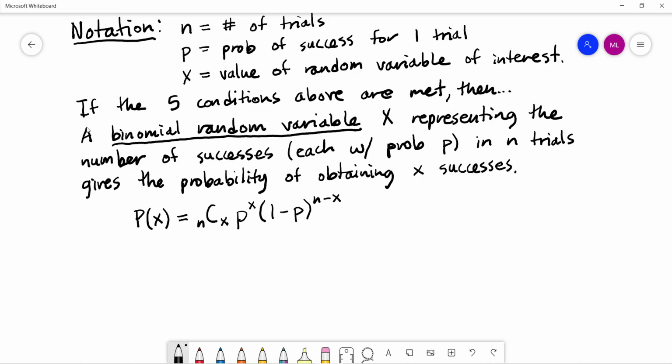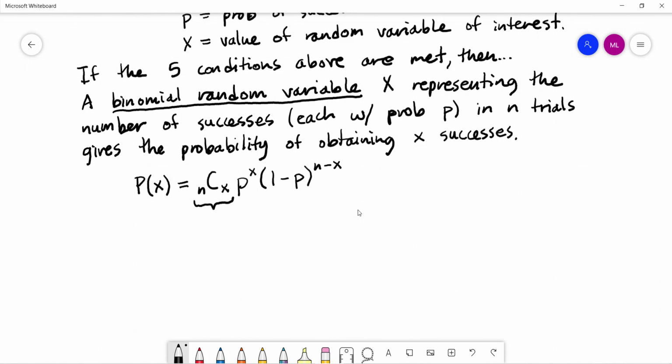Our binomial random variable x, which represents the number of successes out of n trials, is going to give us the probability of obtaining x successes. So if I'm interested in obtaining lowercase x successes, that's the value of the random variable of interest, this is the formula that will give that to me. And it's broken into sort of 3 parts. This first part is the weirdest looking part. These 2 letters, the n and the x, are meant to be subscripts. So they're kind of tiny letters that are down from this big capital C.